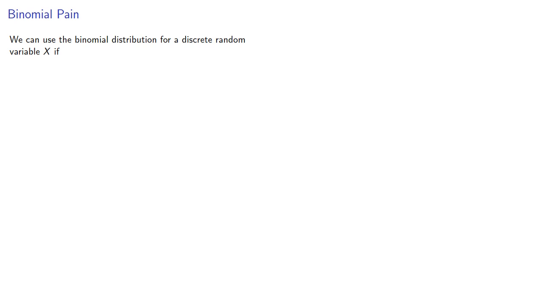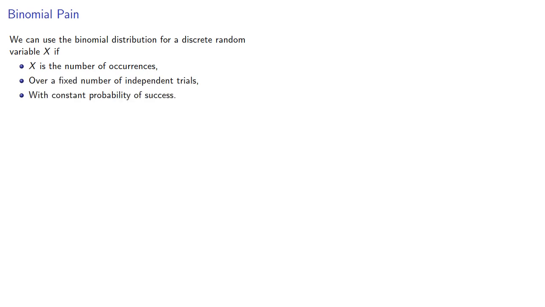We can use the binomial theorem for a discrete random variable x if x is the number of occurrences over a fixed number of independent trials with constant probability of success. However, while we can use it to find the probability x equals k, it's less convenient for intervals.